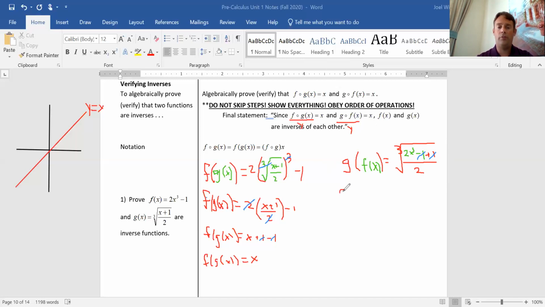Some people say, why can't we just switch x and y for one of the equations to see if we get the other one? Well, that's how you find an inverse equation, but it doesn't prove it. To prove it, you have to go back to the definition of what it means to be an inverse. And again, that means to be reflected over the line y equals x.